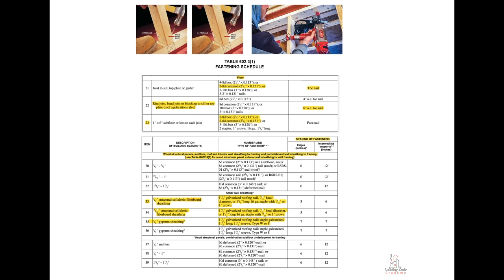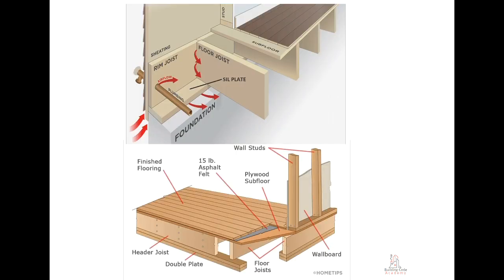Fastening spacing schedule depends on structural connection. Here are the main connections that you will face on the ICC exam. Fastening schedule for floor connections. Fastening schedule for wood structural panels. Subfloor, roof, and interior wall sheathing to framing and particle board wall sheathing to framing for wood structural panel exterior wall sheathing to wall framing. Fastening schedule for other wall sheathings. Fastening schedule for wood structural panels, combination subfloor underlayment to framing. Different building elements will get certain number and type of fastener with spacing and location.